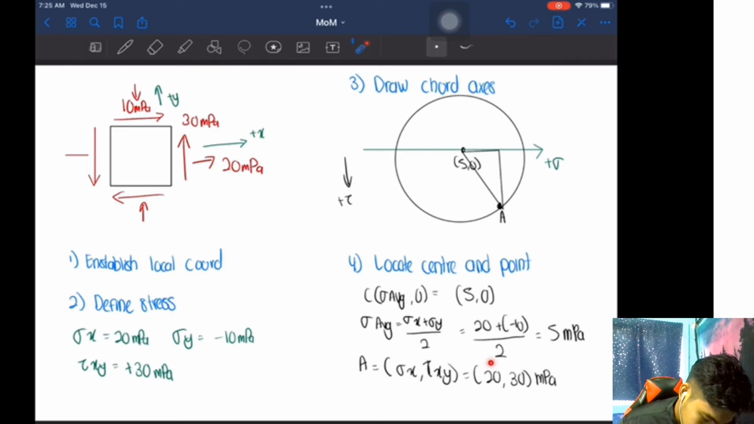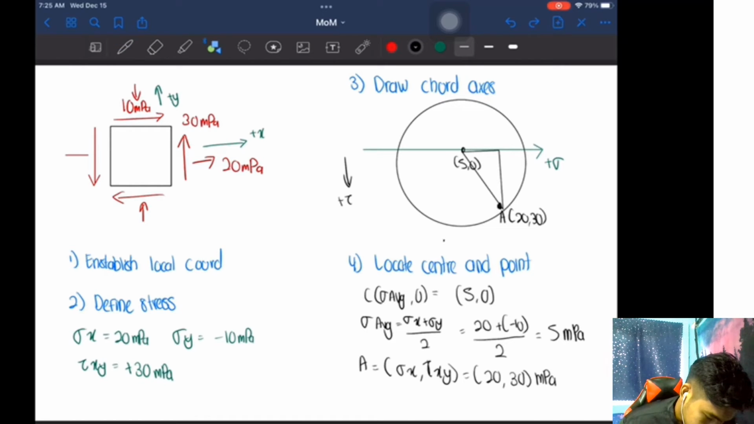As you can see, the A point is (20, 30), which will be the estimate around somewhere here at the A point. The next thing I want to do is calculate the radius, and the radius is just found by using the Pythagoras theorem, and then we can get it.